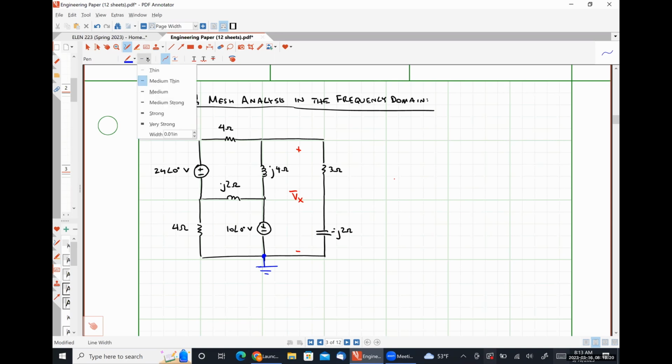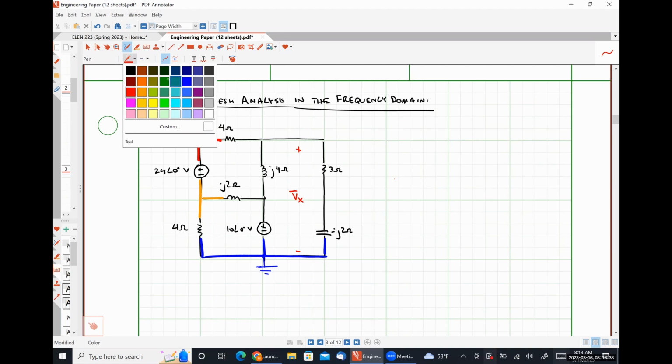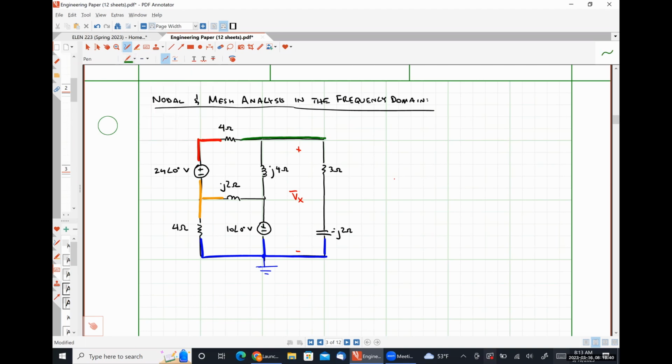So I like to use different colors to identify my nodes. Since I've made ground blue, I'm just going to go ahead and make this entire bottom node blue. Let's make this node here orange. This node up here red. This node here green. This node in the middle light blue, and this little node on the right hand side pink.